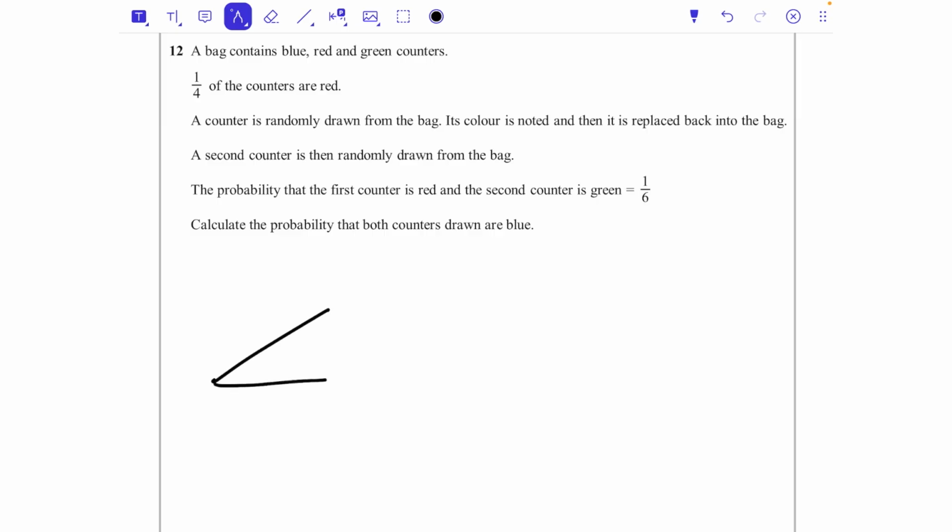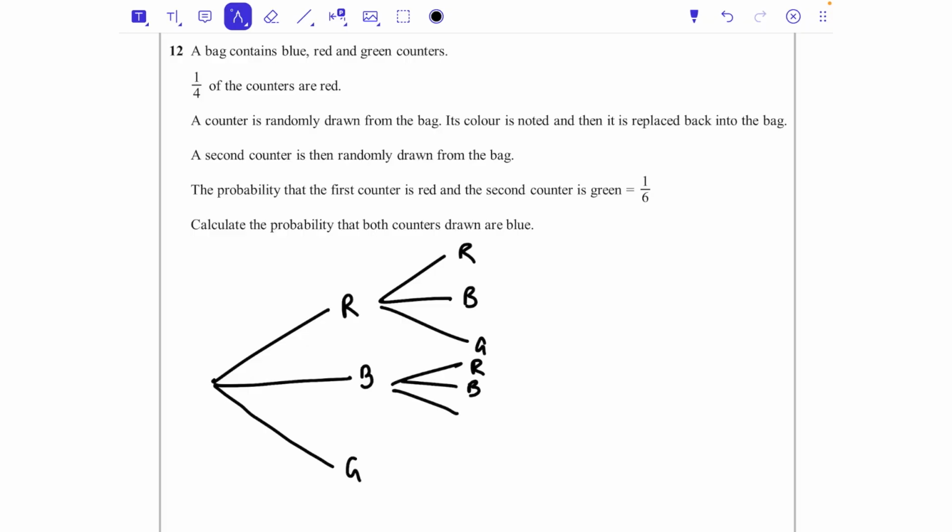So we've got red, blue and green. So let's do red, blue, green, red, blue, green, red, blue, green. You don't have to draw this out. It just helps you to visualise it. And when it's not too big, sometimes it can be helpful. So we know that a quarter of the counters are red, and we also know that that's being put back in. So all of these would be a quarter, because the probability of that second pick is not going to change if you're putting it back in the bag. But we know that the probability of red and then green is a sixth.